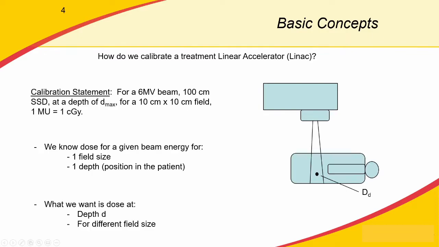However, for treatment conditions, what we want to know is what is the dose at the depth of the tumor within the patient, and for the field size that we're going to use to treat that tumor. And these conditions are often wildly different than the conditions outlined by our calibration statement. So, over the course of these videos, we will go over the process we use to convert from the dose we know at the calibration condition to allow us to calculate the dose delivered to the patient under treatment conditions.